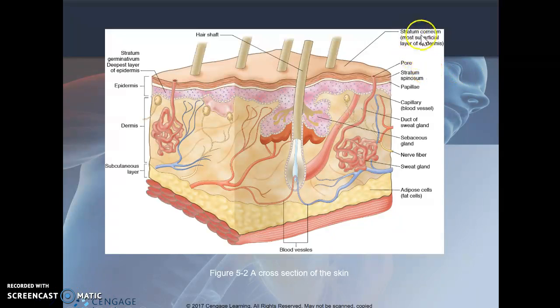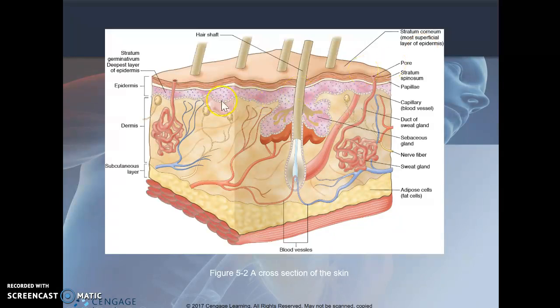Alright, so the next one we're going to talk about is stratum corneum. It's composed of those dead, flat, scale-like keratinized cells that come off daily. Complete cell turnover occurs about every 28 to 30 days in young adults, while the same process takes about 40 to 50 days in older adults. This layer is slightly acidic, which helps in the defense against microorganisms invading our body.